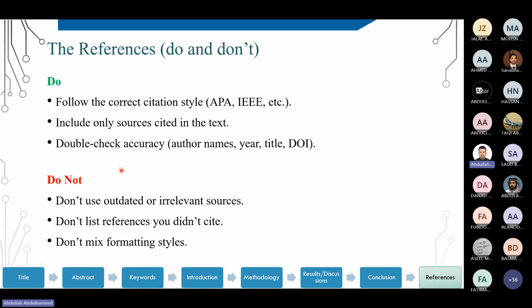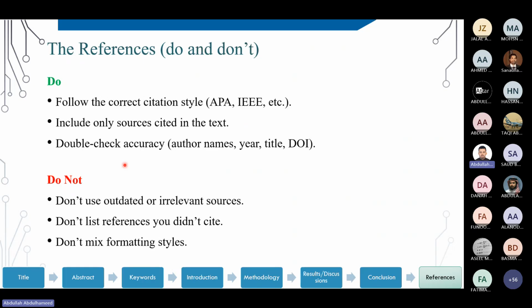What are the things that you should avoid? Number one, do not use outdated or irrelevant sources. I also mentioned this one. Please use new ones, for example, from the last 5 years. And irrelevant means sources that are not actually related to your paper. Avoid using those. And this means that you need to make sure all the references are correct. Also, do not list references you did not cite. I also mentioned this. And do not mix formatting styles.